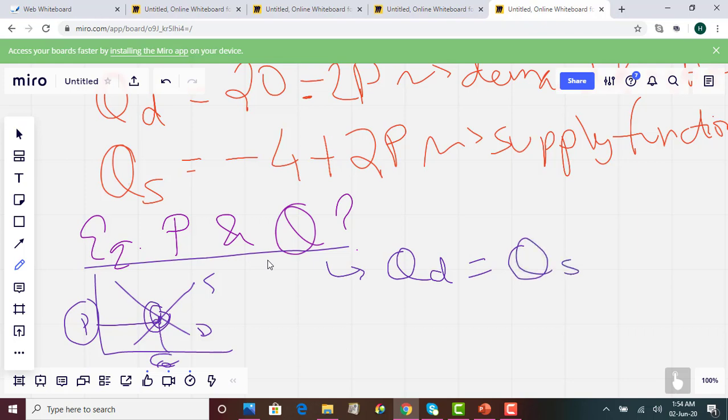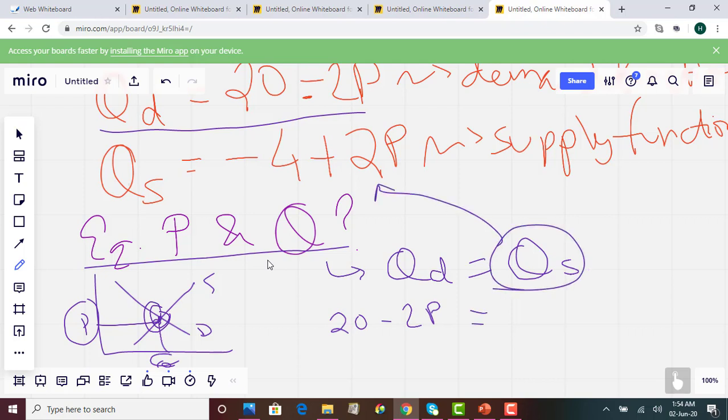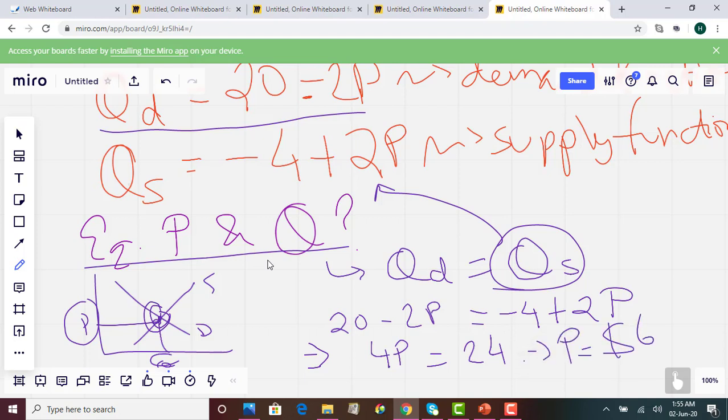Okay, so what is the demand function? The quantity demanded is given by 20 minus 2P. What is the supply function? The supply function is given as minus 4 plus 2P. So if we equate them, we get 4P equals 24, or P equals $6. Okay, so based on this, the equilibrium price is $6.